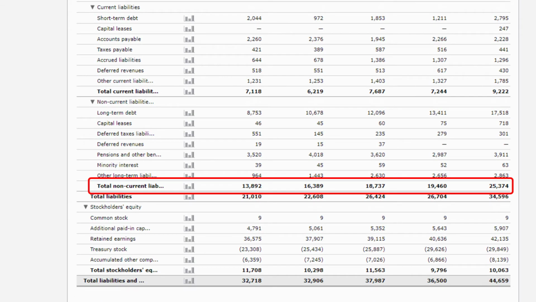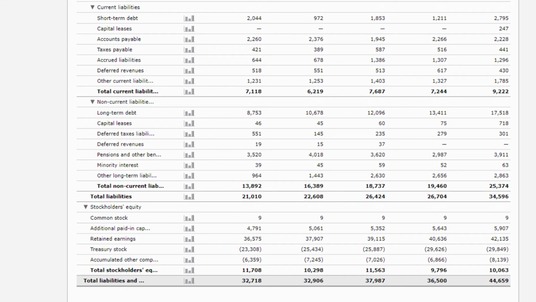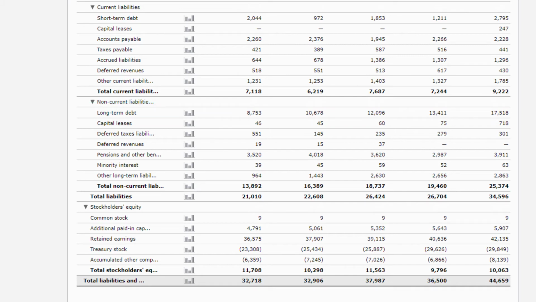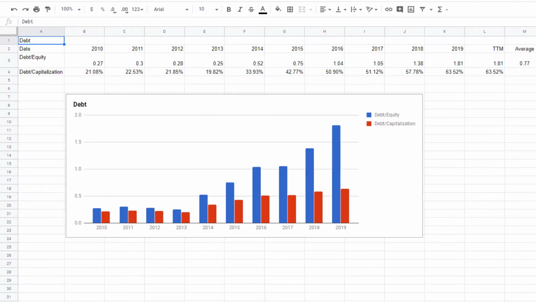Then we move over to the non-current liabilities. The most important item under the non-current liabilities is the long-term debt. Long-term debt is all debt that is not due within a year, such as long-term bank loans, bonds, etc. Obviously, the lower the debt, the better. Again, I would like to look at the year-over-year trend, and also the long-term trend.